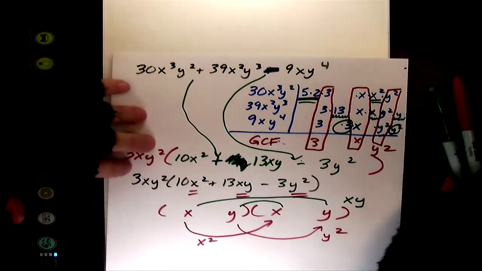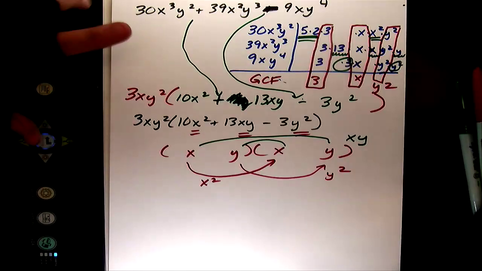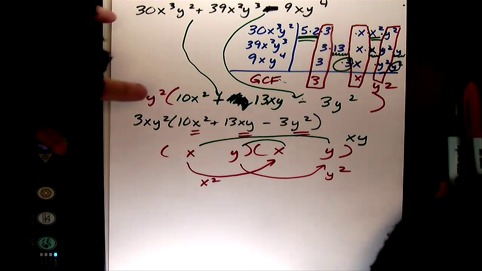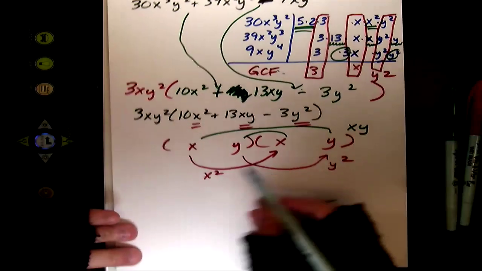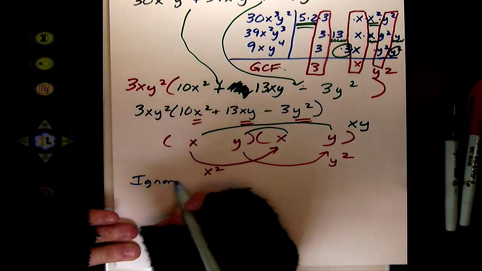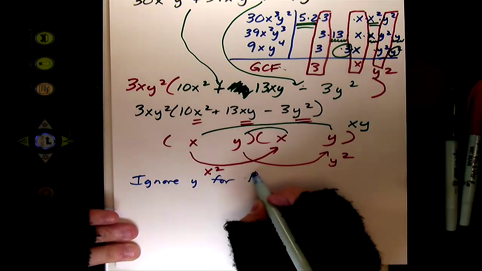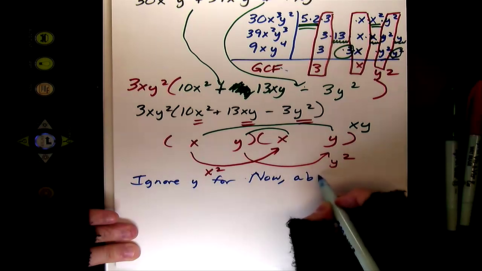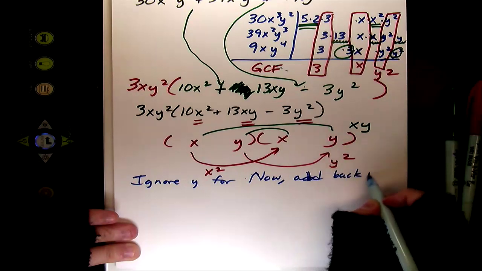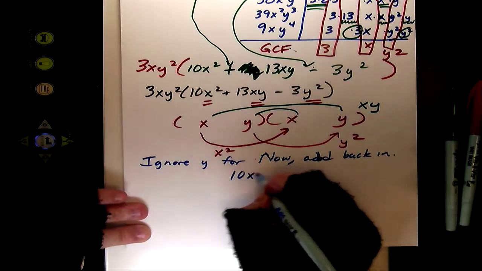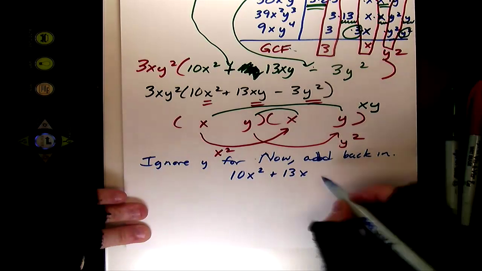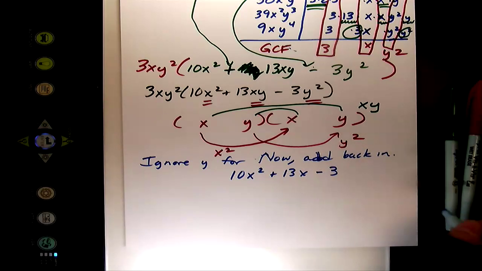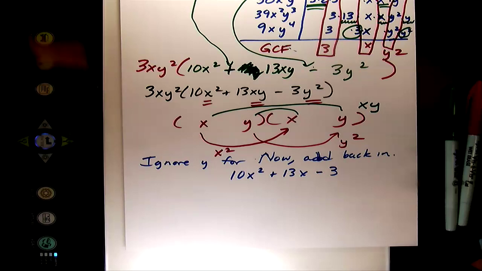One way of checking to see if it factors is to ignore the y for now and add it back in, because it's a little easier to follow. So I'm going to treat this as 10x squared plus 13x minus 3. And whatever this factors into, I'm going to slap a y at the end of the last term, and we'll multiply it back out to verify. We can always verify.